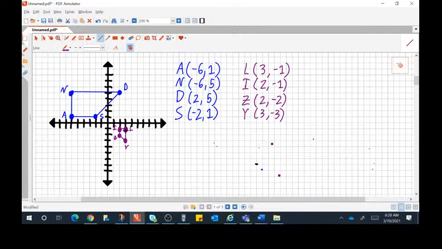I want you to prove it and also write a similarity statement for them, please. Go ahead, guys. Give it a shot. And here we go.